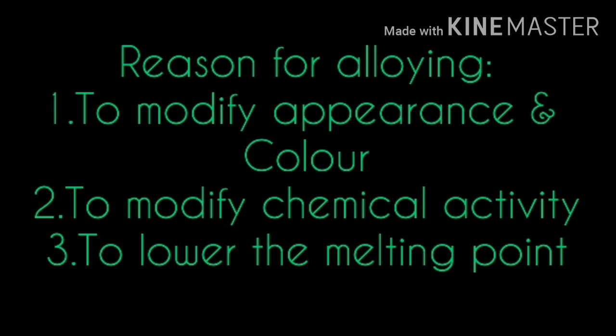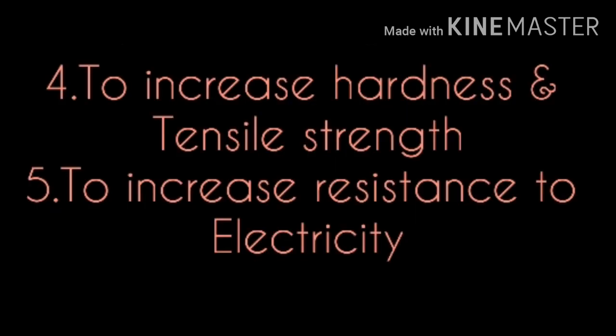Suppose metal A has a melting point of 1400 degrees Celsius. I want to reduce the melting point to 500 to 600 degrees Celsius. I should add another metal having a lower melting point to it. So the combination of two metals will lower the melting point of the combined substance, that is an alloy. So the melting point of a metal can be lowered by adding another metal, by making an alloy. That's the third reason.